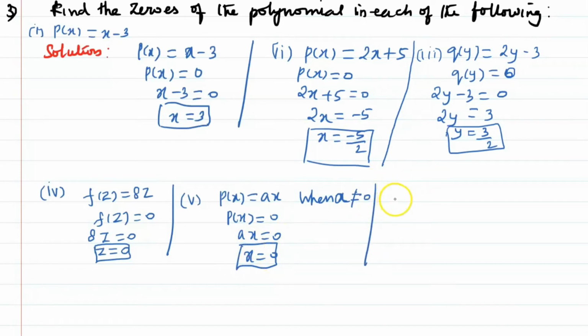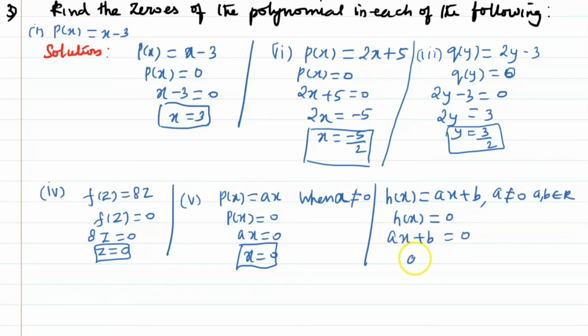Next question, sixth. H of x is equal to ax plus b. So therefore a not equal to 0. So a, b belongs to R. So h of x is equal to 0. So ax plus b is equal to 0. So ax is equal to minus b. So x is equal to minus b by a.